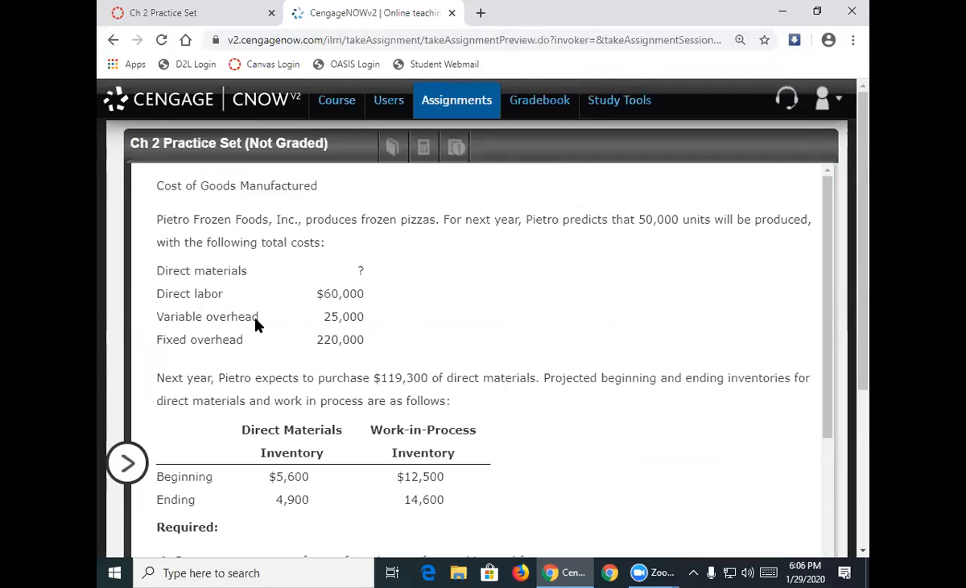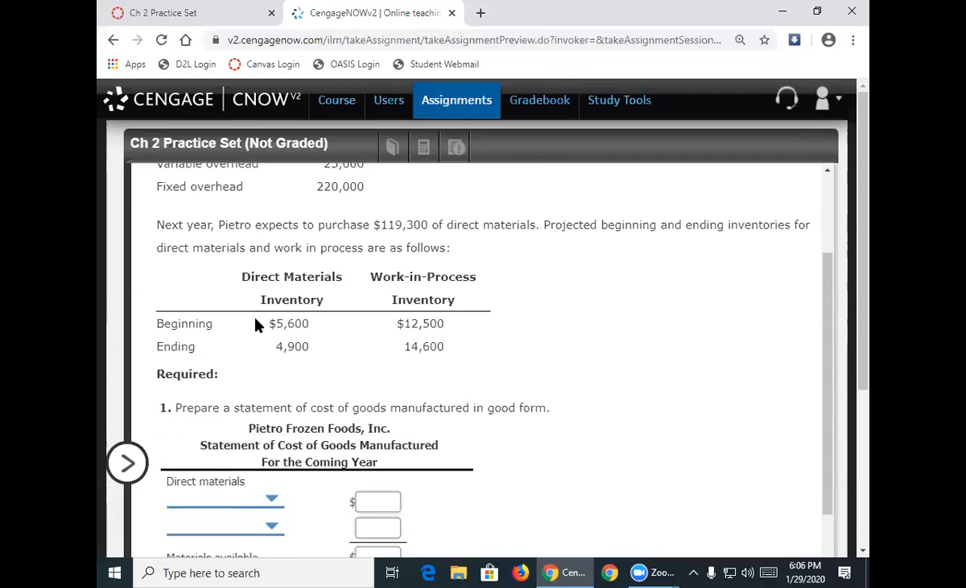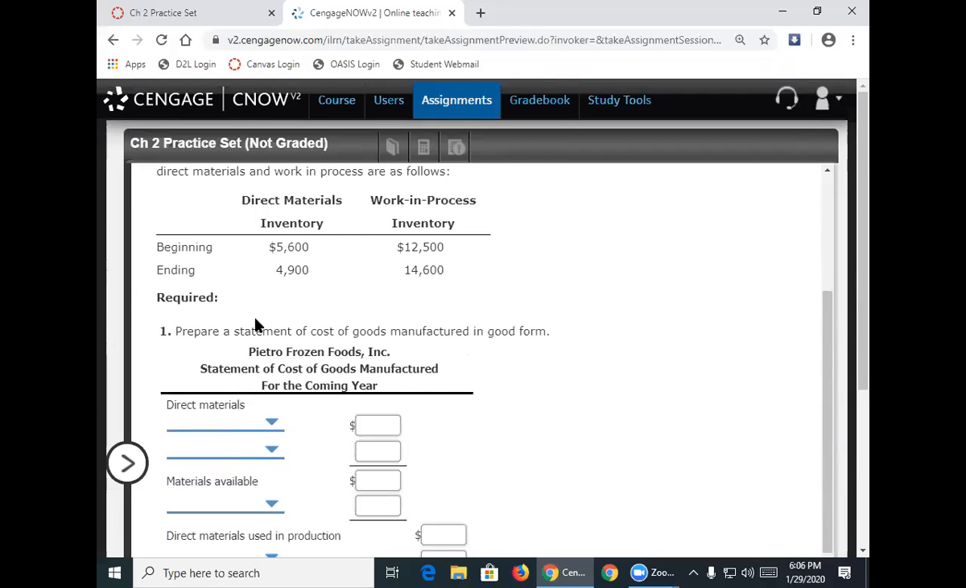The second one, as you can see, it's the same beginning information, same company, and they just don't show us direct materials, but they give us our other costs. And it says, next year, Petro expects to purchase $119,300 of direct materials. And it gives us projected beginning and ending inventories for both direct materials and work in process. And it says, prepare a statement of cost of goods manufactured in good form. Okay, well, in good form just means that it's in the proper form.